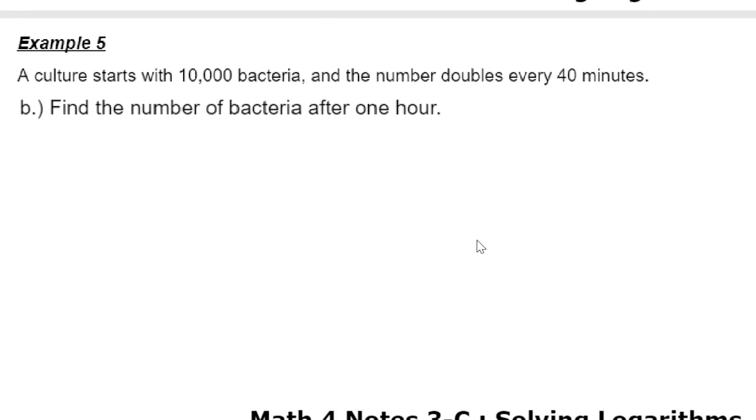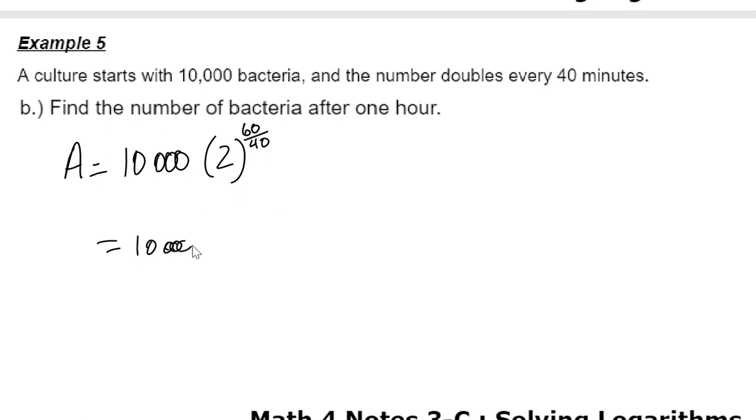So find the number of bacteria after 1 hour. So we'll say 10,000 times 2 raised to the 60 over 40. That's 10,000 times 2 to the 1.5. And that's going to give us 28,284.27. So we might as well just call it that many bacteria.